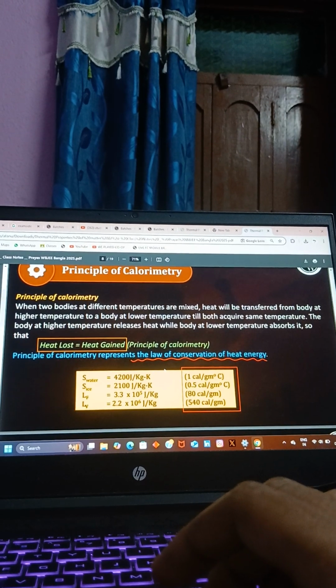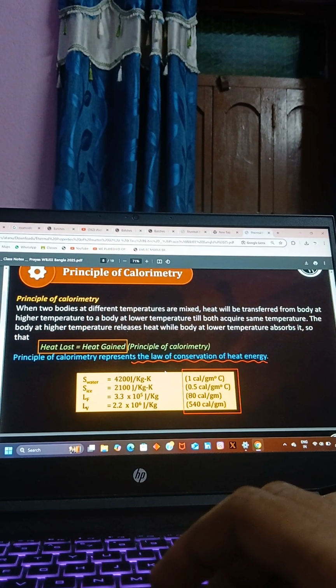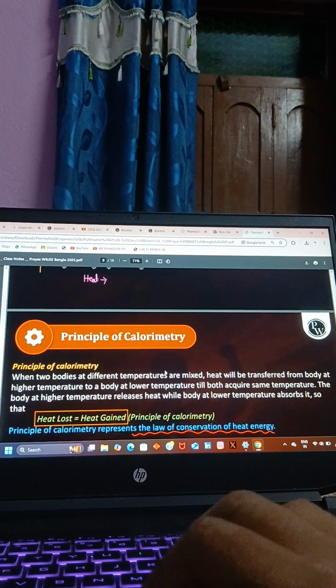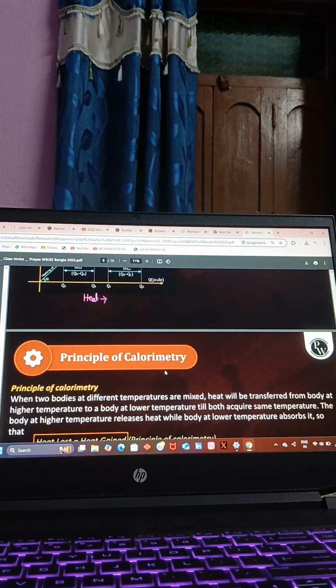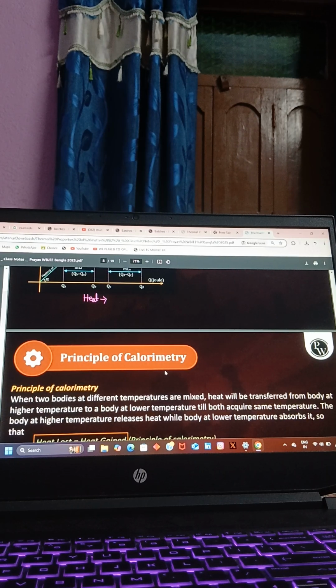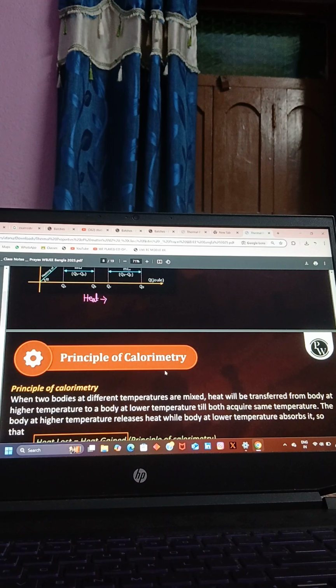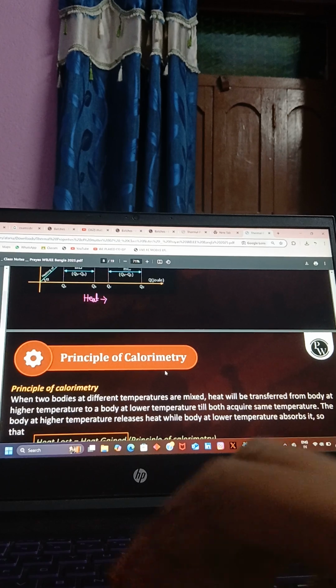Principle of calorimetry: when two bodies at different temperatures are mixed, heat flows from the body at higher temperature to the body at lower temperature until both reach the same temperature. Calorimetry.